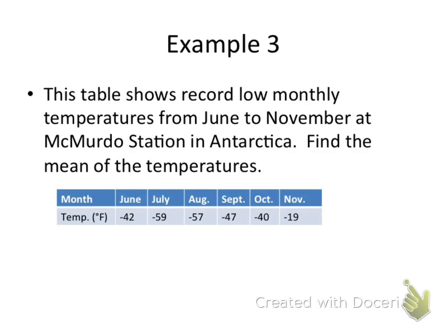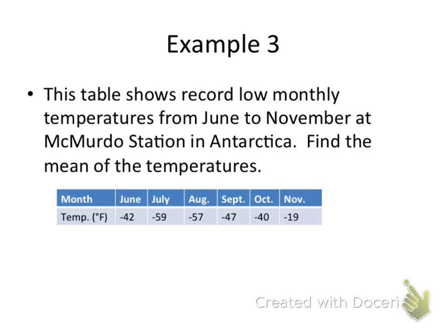Okay, in this example, we have the low monthly temperatures from June to November at McMurdo Station in Antarctica. We're going to find the mean of the temperatures, and if you recall, finding the mean is finding an average, which means you take a sum or add them all up, so we're putting together what we've done the last couple days, and then dividing by the number of numbers or temperatures.